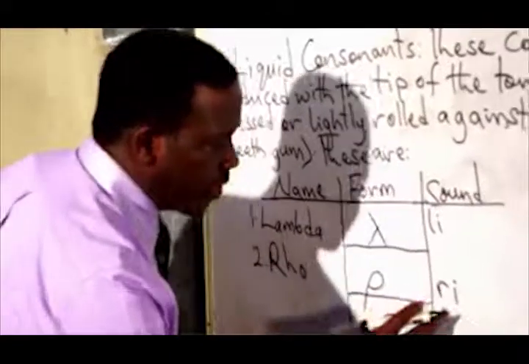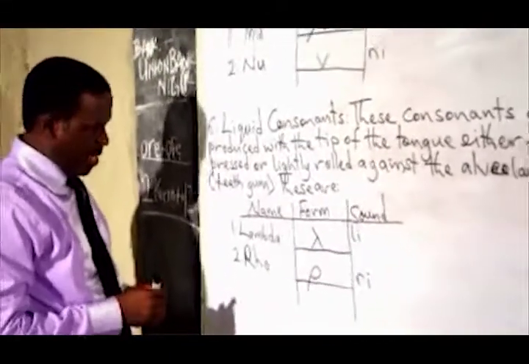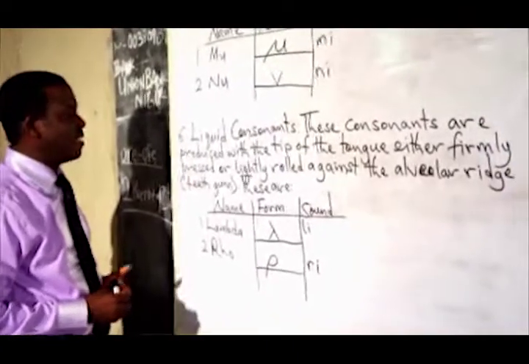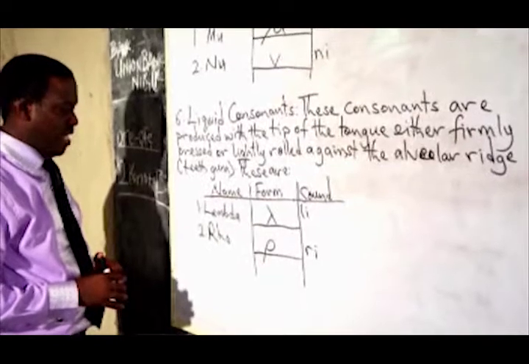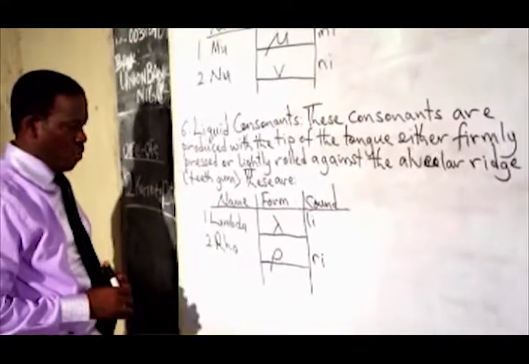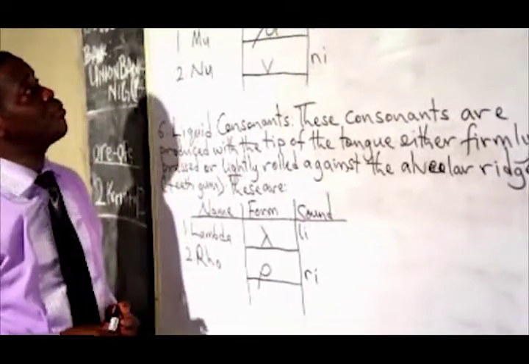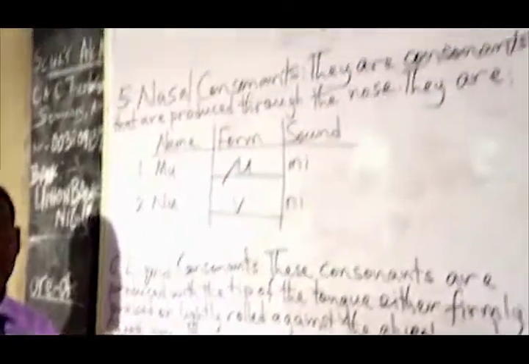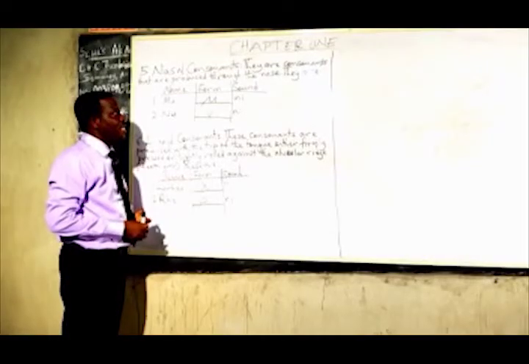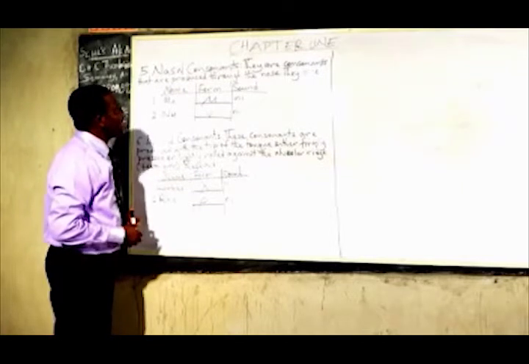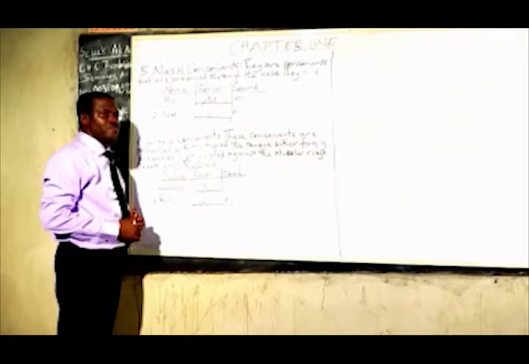Rho sounds as breathe. So the last classification of consonant is liquid consonants. And we have two liquid consonants, lambda and rho. At this point, we come to the end of chapter 1. So make sure that you study hard to master everything in chapter 1 before you go to chapter 2.